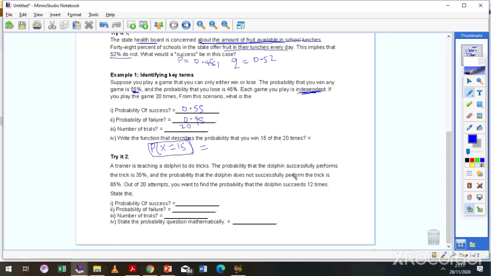Try 2. A trainer is teaching a dolphin to do tricks. The probability that the dolphin successfully performs the trick is 35, then the probability that it does not is 65, out of 20 attempts. So this is success, this is failure, this is number of trials. You want to find P of X equals 12, and you can fill in these others: success, failure, number of trials, and yeah.